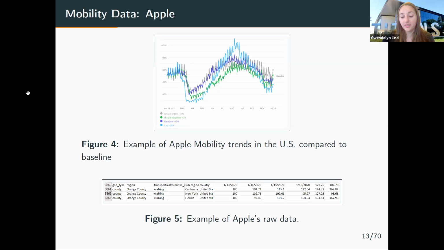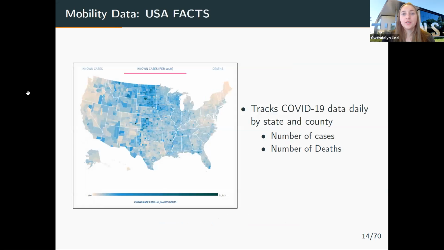So for the last source, the third source, we use USA Facts in our data set, and it tracks COVID-19 data by state and county. So on this site, we can follow new cases found in each day, total number of cases and deaths in the US. And additionally, we learn about the locations and geography, so we can understand the social economic factors and features.